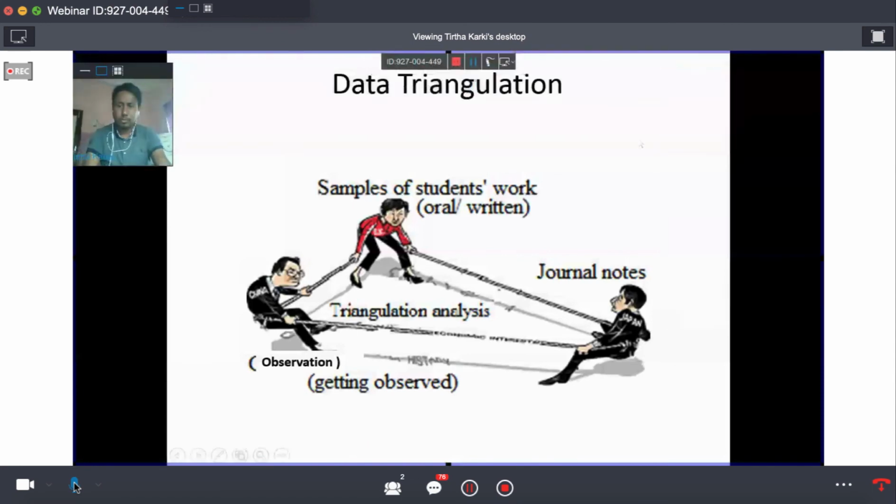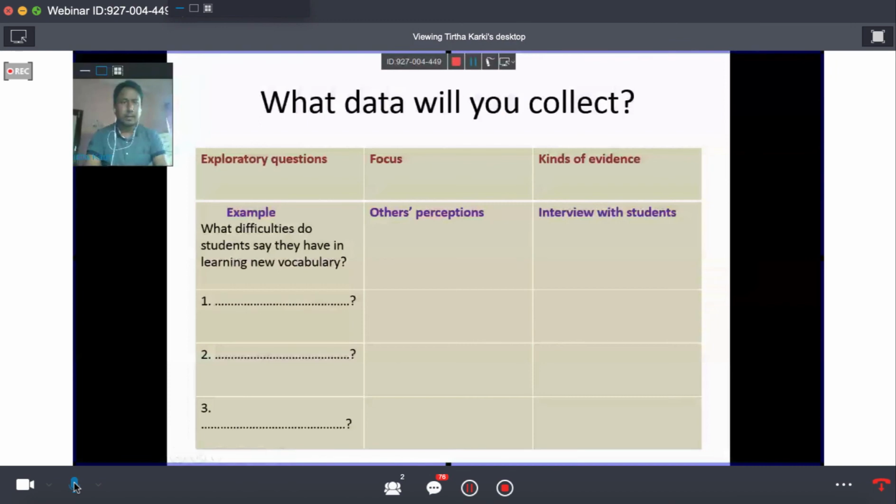So I have kept here one framework. I think this framework guides you. Put your research question. What's your research question? For example, I have put here one. What difficulties do students say they have in learning new vocabulary? So in this sense, its focus is exploring others' perceptions. So what can be the best to address this question? It can be interview with the students or focus group with the students.